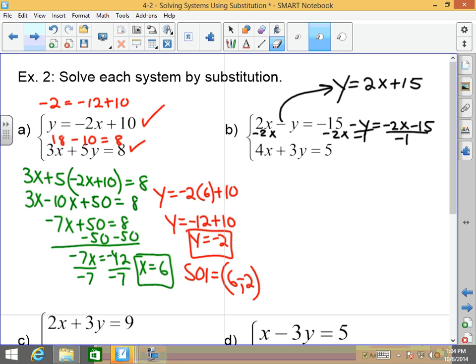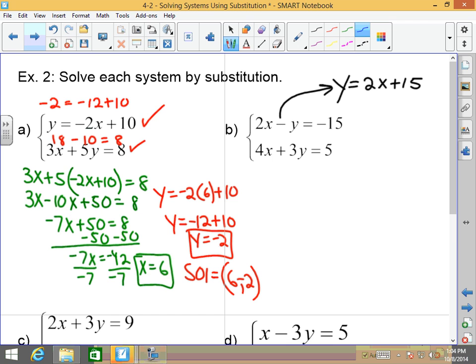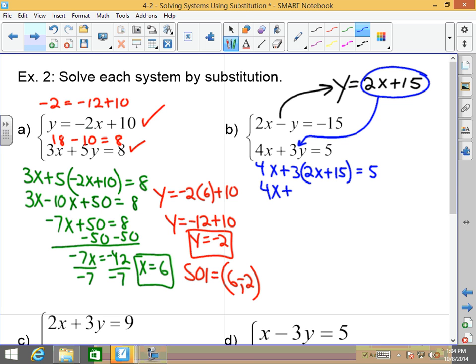Does that make sense, brothers? Yes, no, maybe, kind of, sort of? All right, awesome. Now that I know what y is, guys, I'm going to plug the value of y into the y of the other equation. So I've got 4x plus 3 times y, which is 2x plus 15, equals 5. 4x plus 6x plus 45 equals 5. Combine like terms: 4x plus 6x is 10x plus 45 equals 5.